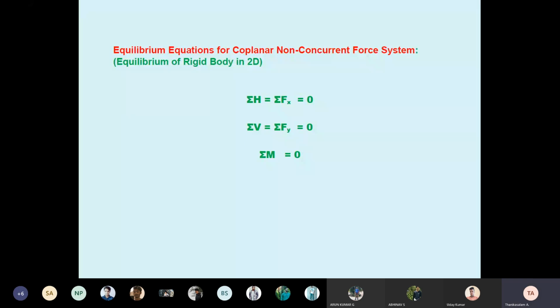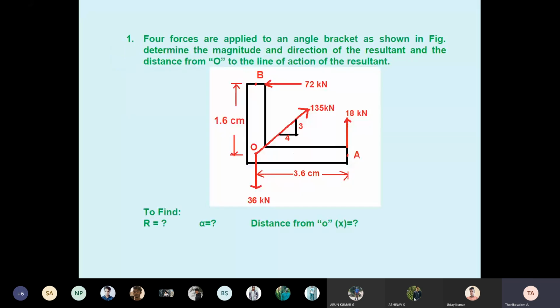When the values are given, you add all the values and it will be 0. All three must be 0: horizontal force 0, vertical force 0, and M equal to 0. Then only can we say the given rigid body is in equilibrium, in rest condition. Based on these two formulas, we are going to discuss problems now.